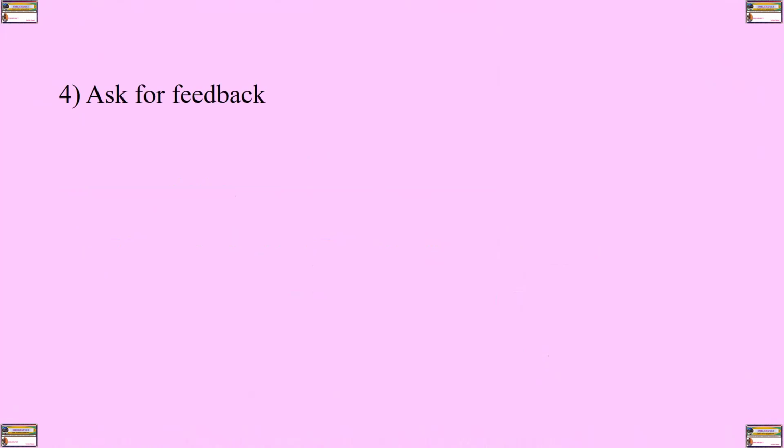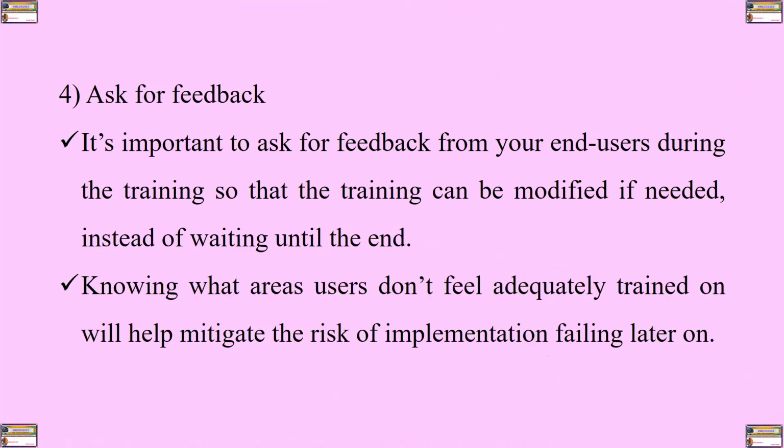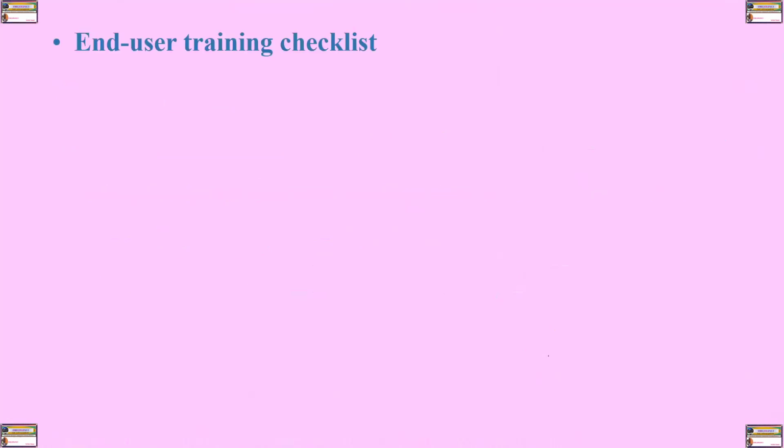Number 4 is to ask for feedback. It is important to ask for feedback from your end users during the training so that the training can be modified if needed instead of waiting until the end. Knowing what areas users don't feel adequately trained on will help mitigate the risk of implementation failing later on.